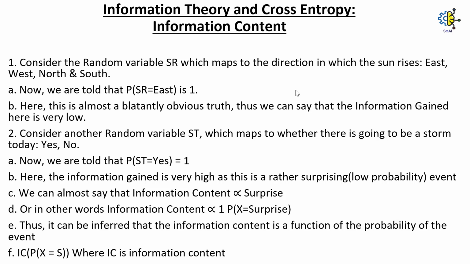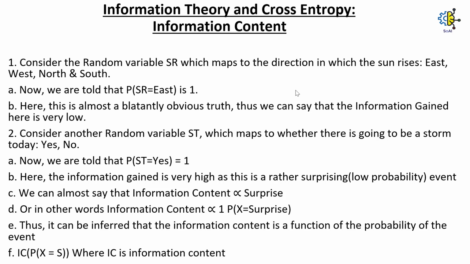Consider the random variable SR, which maps to the direction in which the sun rises: east, west, north and south. Now, we are told that the probability of SR being east is 1. Here, this is almost a blatantly obvious truth. Thus, we can say that the information gained here is very low.